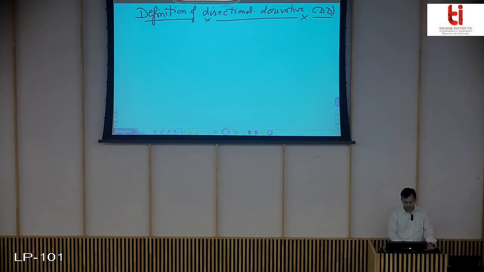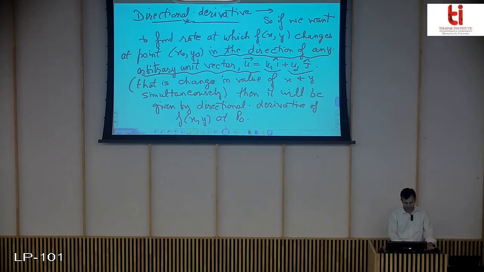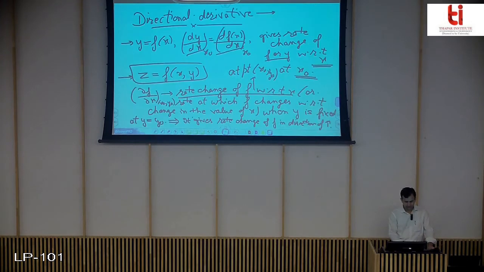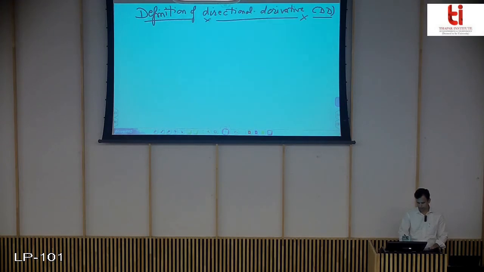So regarding geometrical interpretation, I must say that the ordinary derivative dy/dx gives you the slope of the tangent at the given point x0. Similarly, when we did the partial derivative of f with respect to x, it gives you the slope of the tangent at point x0.